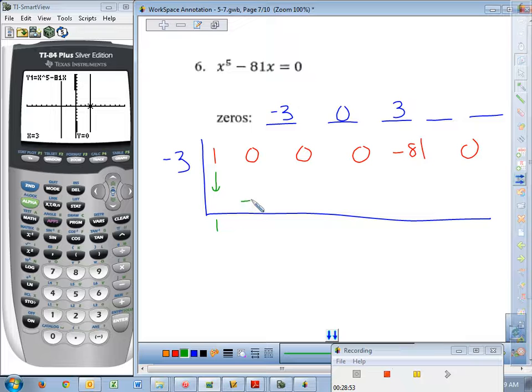That would be negative 3. That would be 9. That would be negative 27.